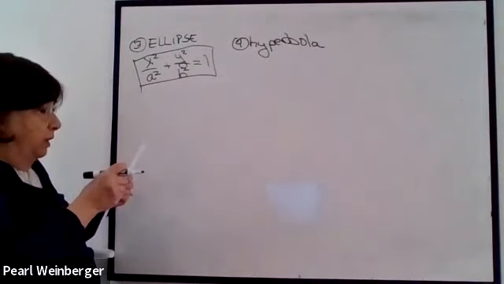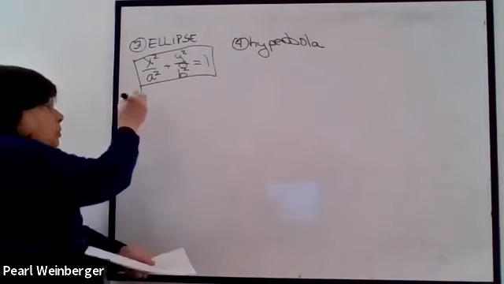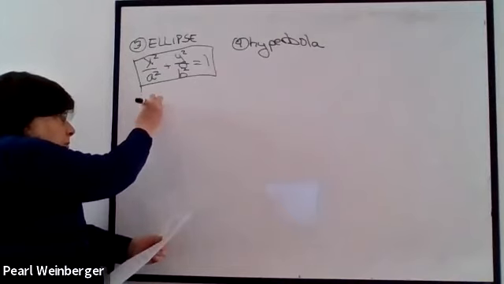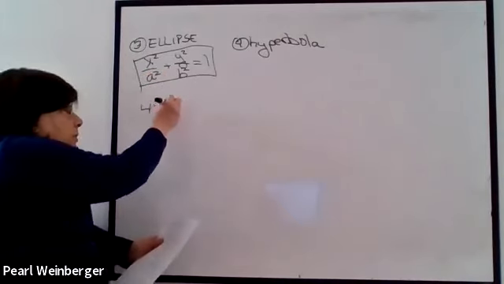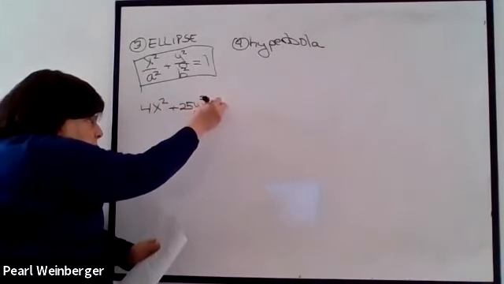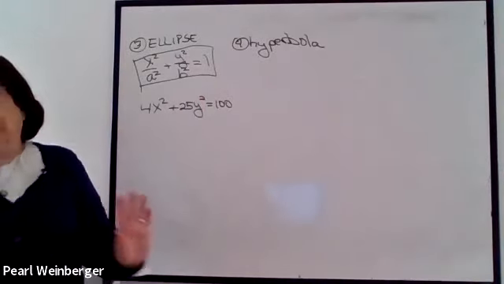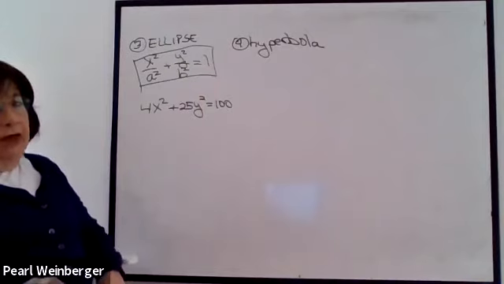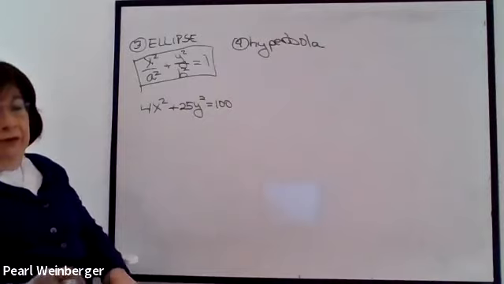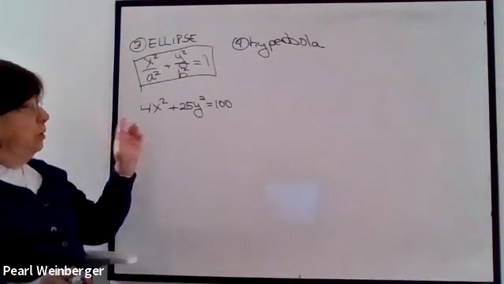Suppose I were to have given you this example: 4x squared plus 25y squared equals 100. And I was told, I want you to find the intercepts. I want you to graph this thing.